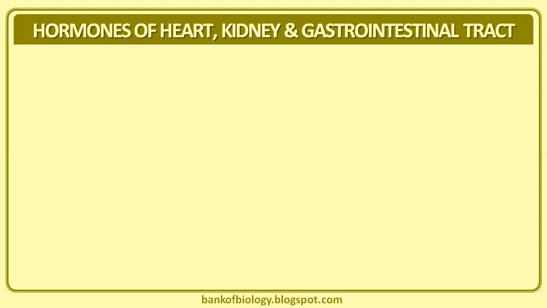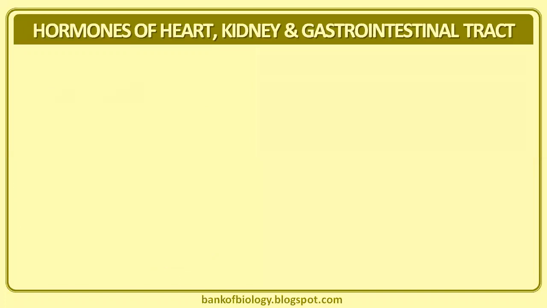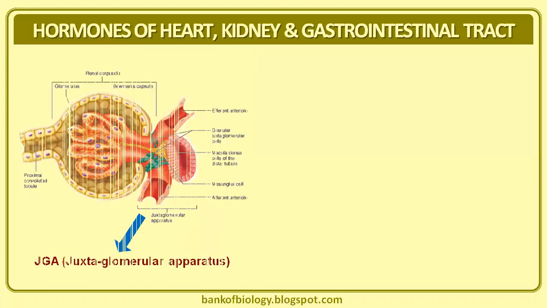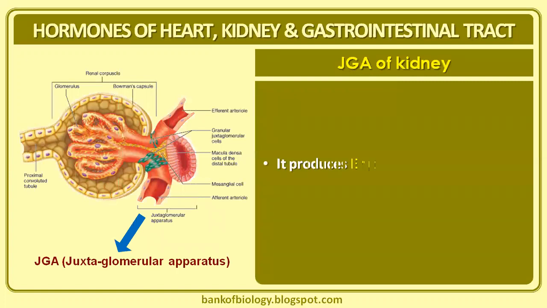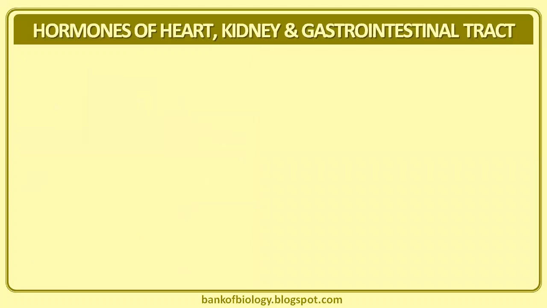So the hormones of the heart, kidney, and gastrointestinal tract, because these are additional ones, that means accessory structures. Atrial natriuretic factor is a hormone which inhibits the absorption of water. We discussed it in the excretory system. When blood pressure increases, that means when you drink more water, it stimulates the right atrium of the heart to secrete ANF, which makes the dilation of blood vessels and thereby reduces the BP, and also inhibits the absorption of water. From the juxtaglomerular apparatus of the kidney, erythropoietin is a hormone released for erythropoiesis, that we need to remember.